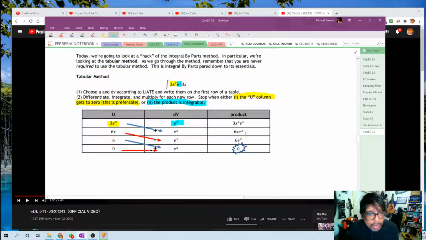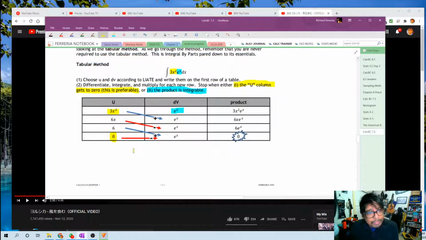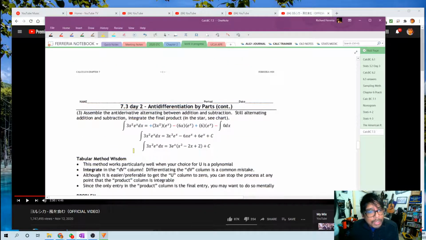We probably could have stopped over here at 6x e to the x because that is an integrable product, but since we knew that we were going to get to 0, we went to 0 because it is preferable to get to 0. This is the 0 I'm talking about right over here. It's preferable if you get to that 0.